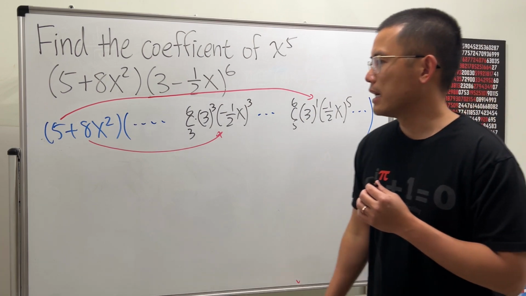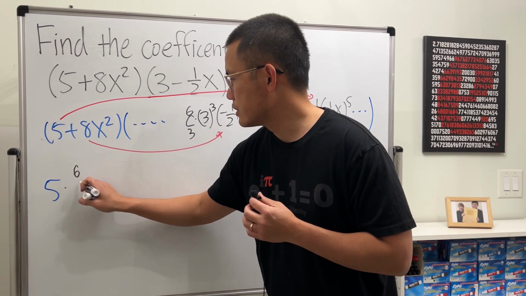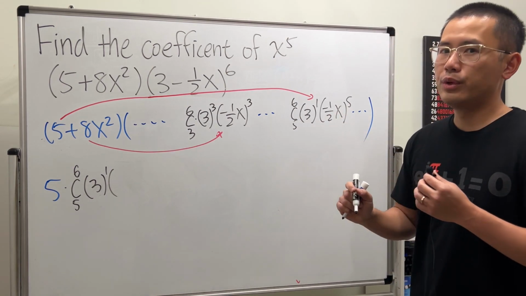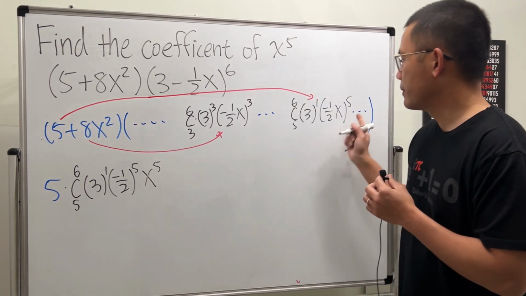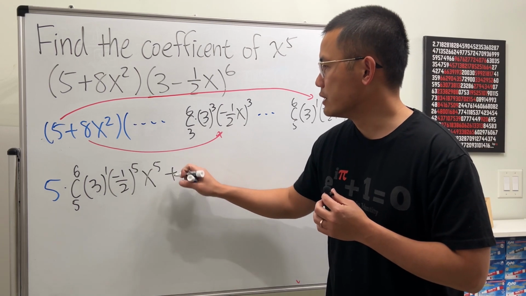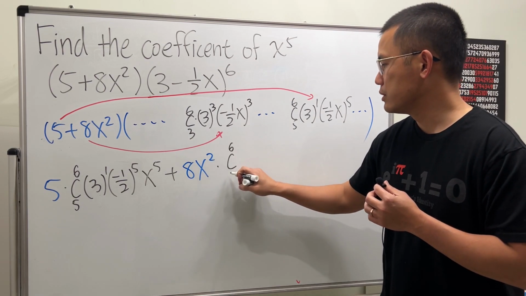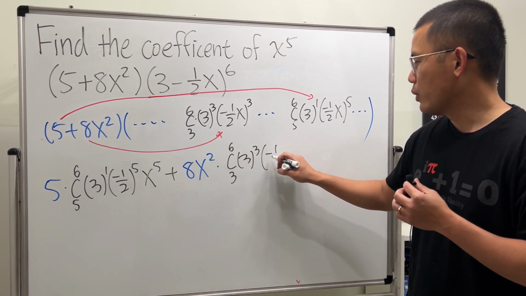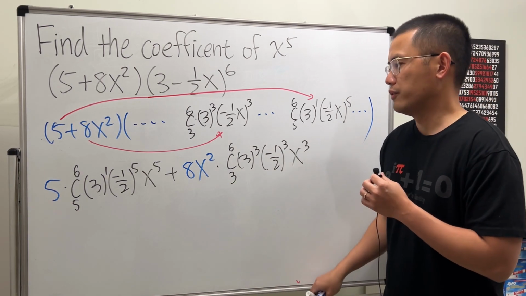So now let's multiply this out. First, we take the 5 times this, which is 6 choose 5, and then 3 to the first, and then right here, let me write it as negative 1/2 to the fifth power, and then x to the fifth power. Okay, and then we need this times that, so we just have to add it with 6 choose 3, and then 3 to the third power, and then let's write this as negative 1/2 to the third power, and then x to the third power. And of course, they produce the x to the fifth power for us.